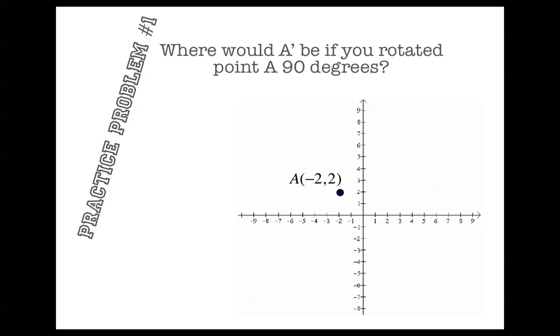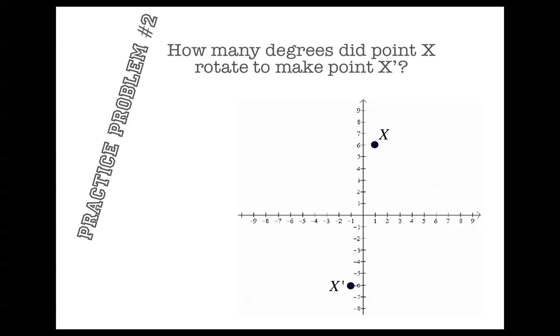So I've got a question for you. Practice problem number 1. Where would point A prime be if you took point A here and rotated it 90 degrees? Where would your transformation lead you if you started at (-2, 2) and then went 90 degrees from there? Or how about this? I got another practice problem. If I started with point X and then I ended up with point X prime, how many degrees did that thing get rotated?